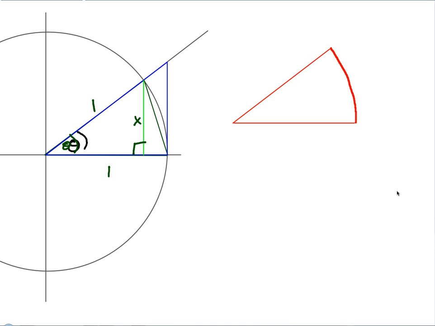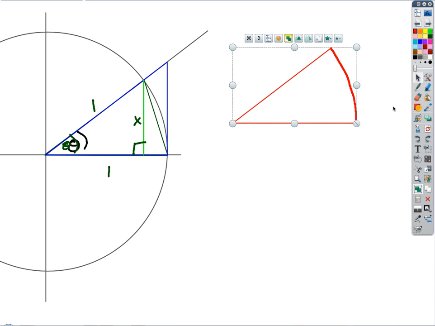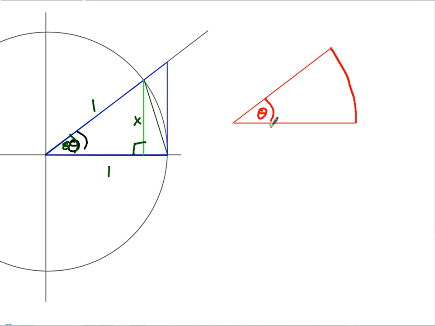If this is a piece of pizza described by angle theta, what's the angle associated with the whole pizza? You told me yesterday, it was 2 pi, right? 2 pi radians in a complete circle. And so, what fraction of the whole pizza are we eating? Good, theta over 2 pi, right? It's theta 2 piths of the whole pizza.